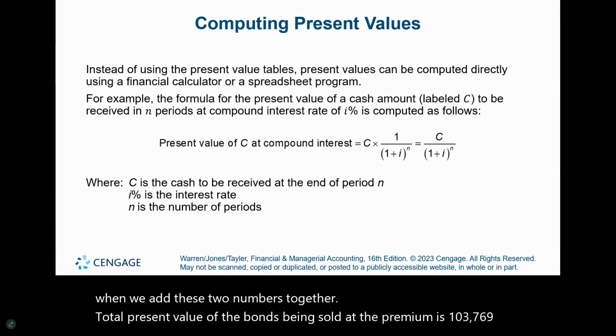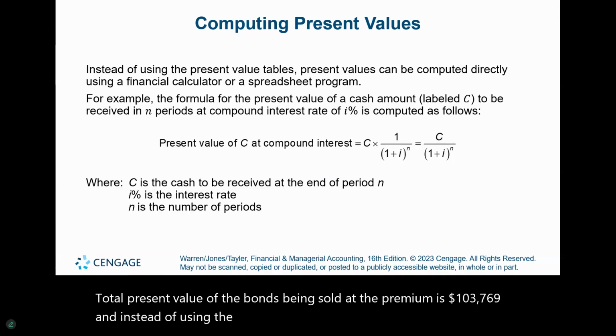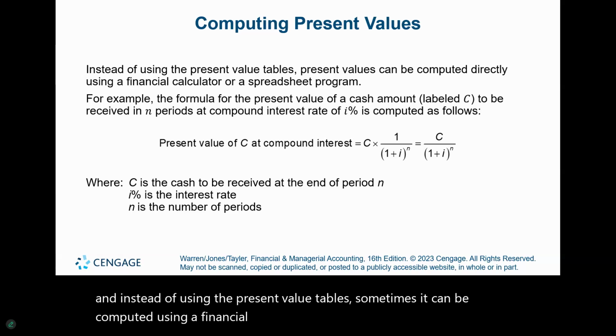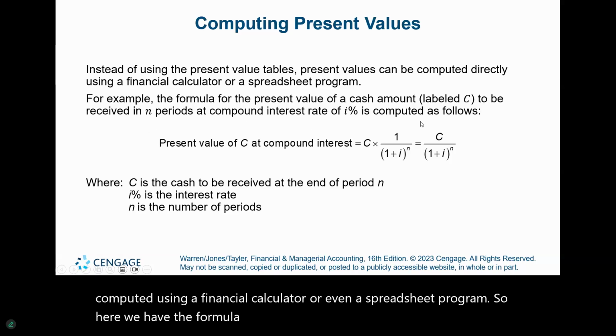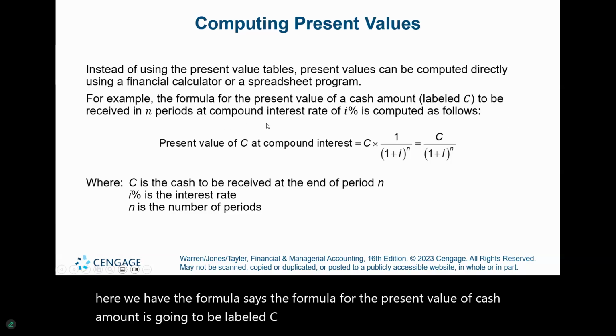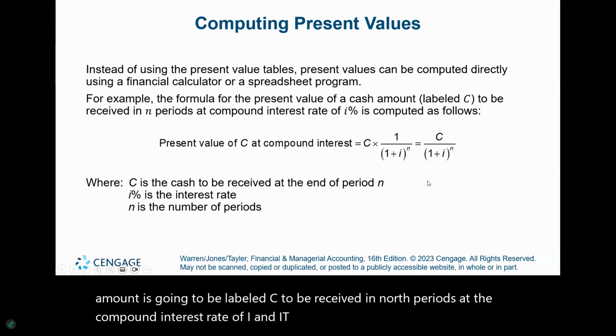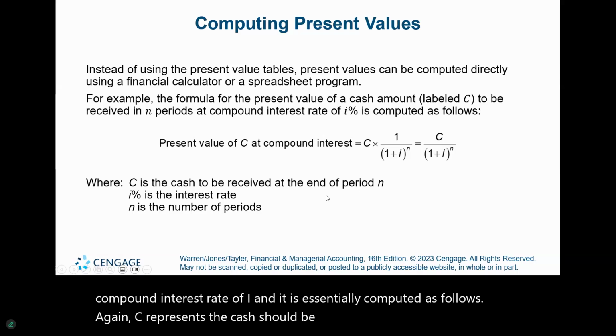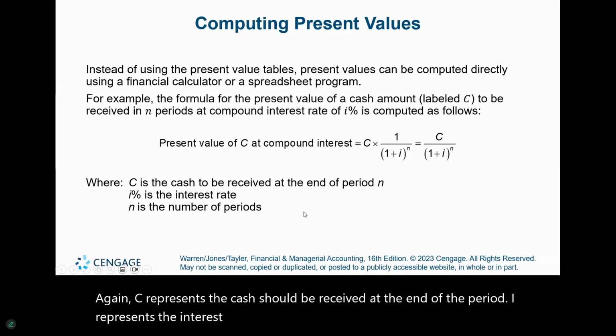$103,769. And instead of using the present value tables, sometimes it can be computed using a financial calculator or even a spreadsheet program. So here we have the formula for the present value of a cash amount, which is going to be labeled C, to be received in N periods at the compound interest rate of I. And it is essentially computed as follows. So again, C represents the cash to be received at the end of the period. I represents the interest rate and N represents the number of periods.